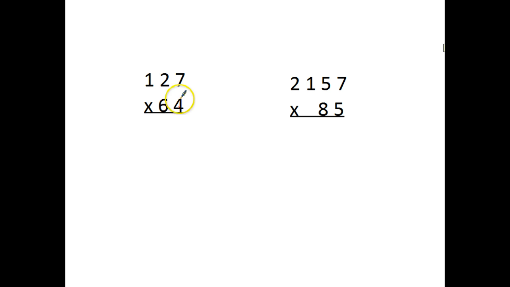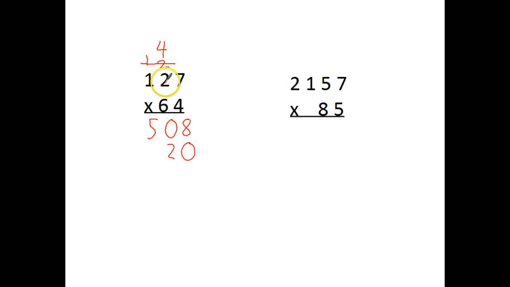127 times 64. 4 times 7 is 28. Put down my 8, carry my 2. 4 times 2 is 8, plus 2 more, 10. Put down my 0, carry my 1. 4 times 1 is 4, plus 1 more, 5. Marco, Polo. 6 times 7, 42. Put down my 2, carry my 4.